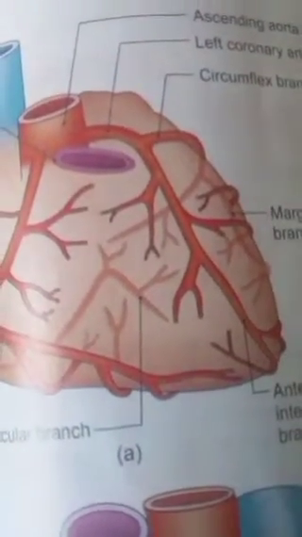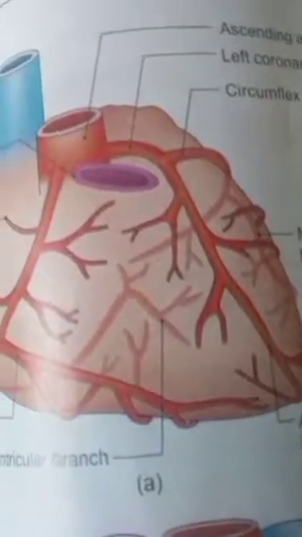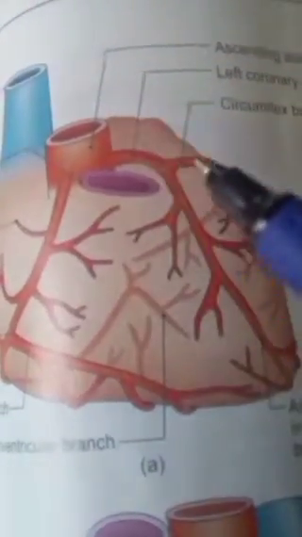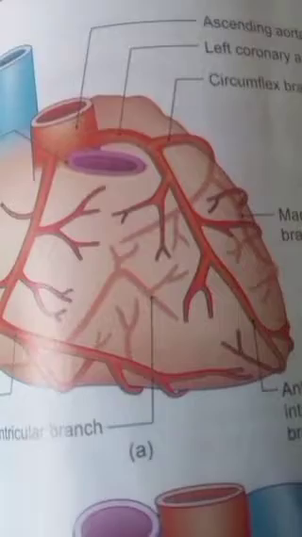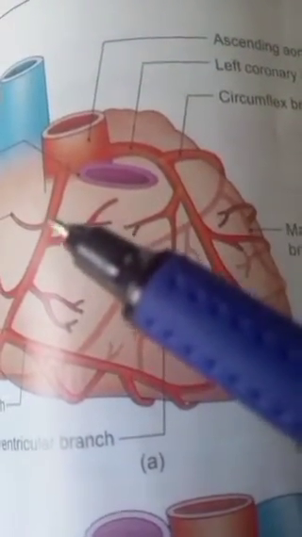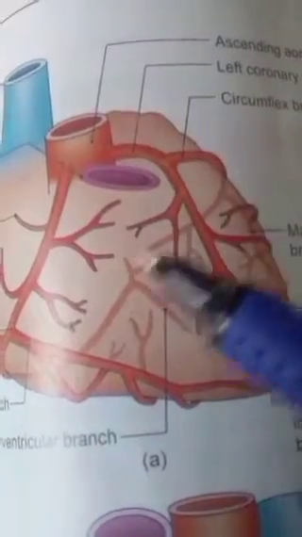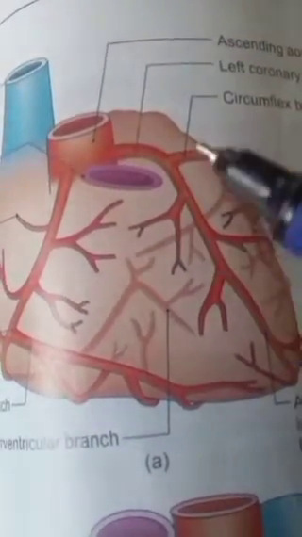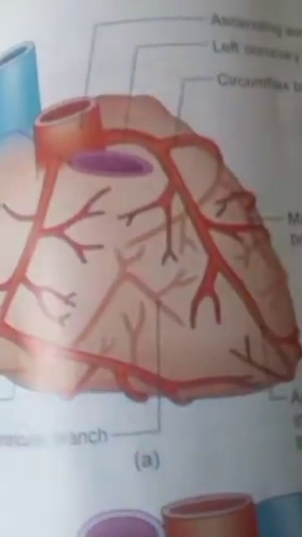Though anatomical anastomosis exists between the right and left coronary arteries, functionally they are end arteries, because if one artery gets blocked, the other artery or an anastomosis is not able to compensate for the blockage.